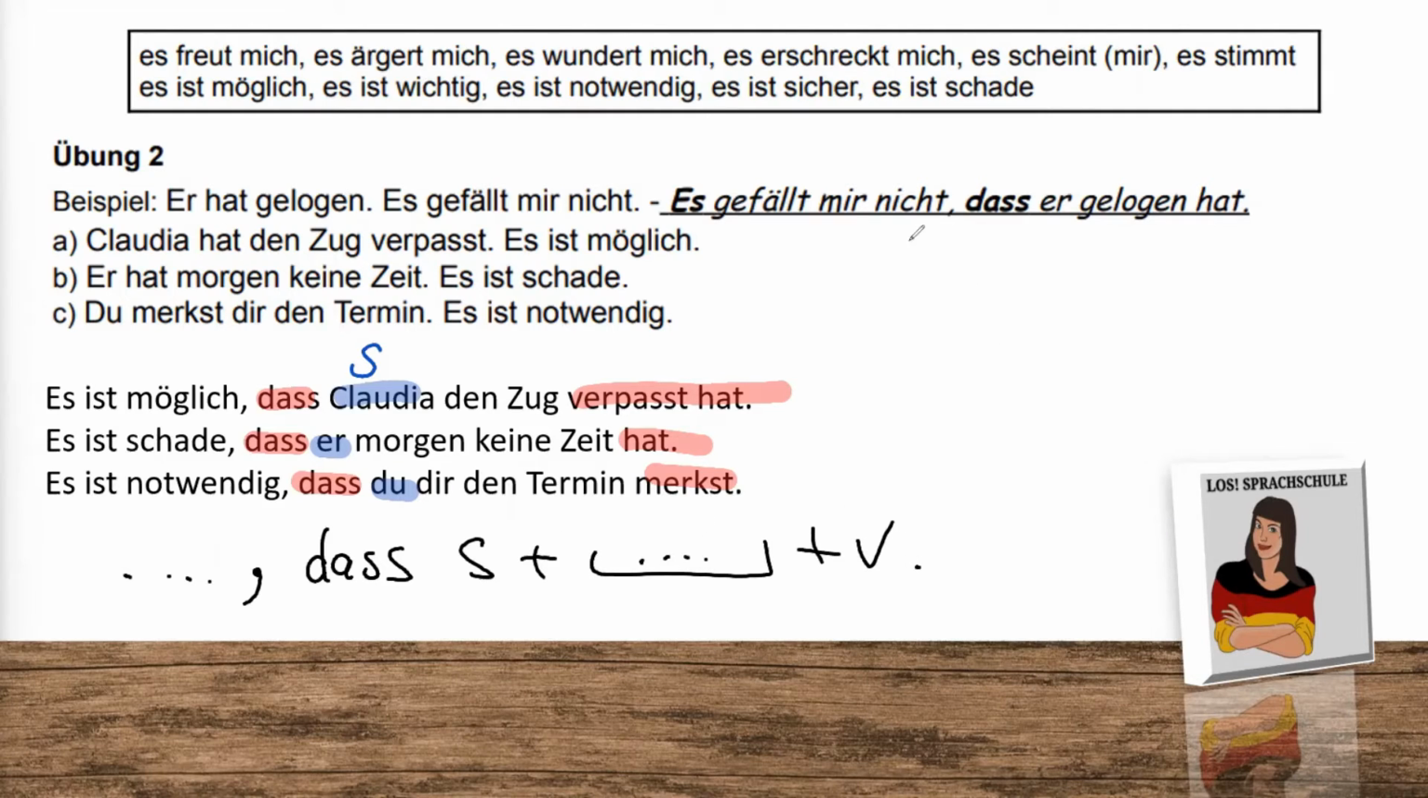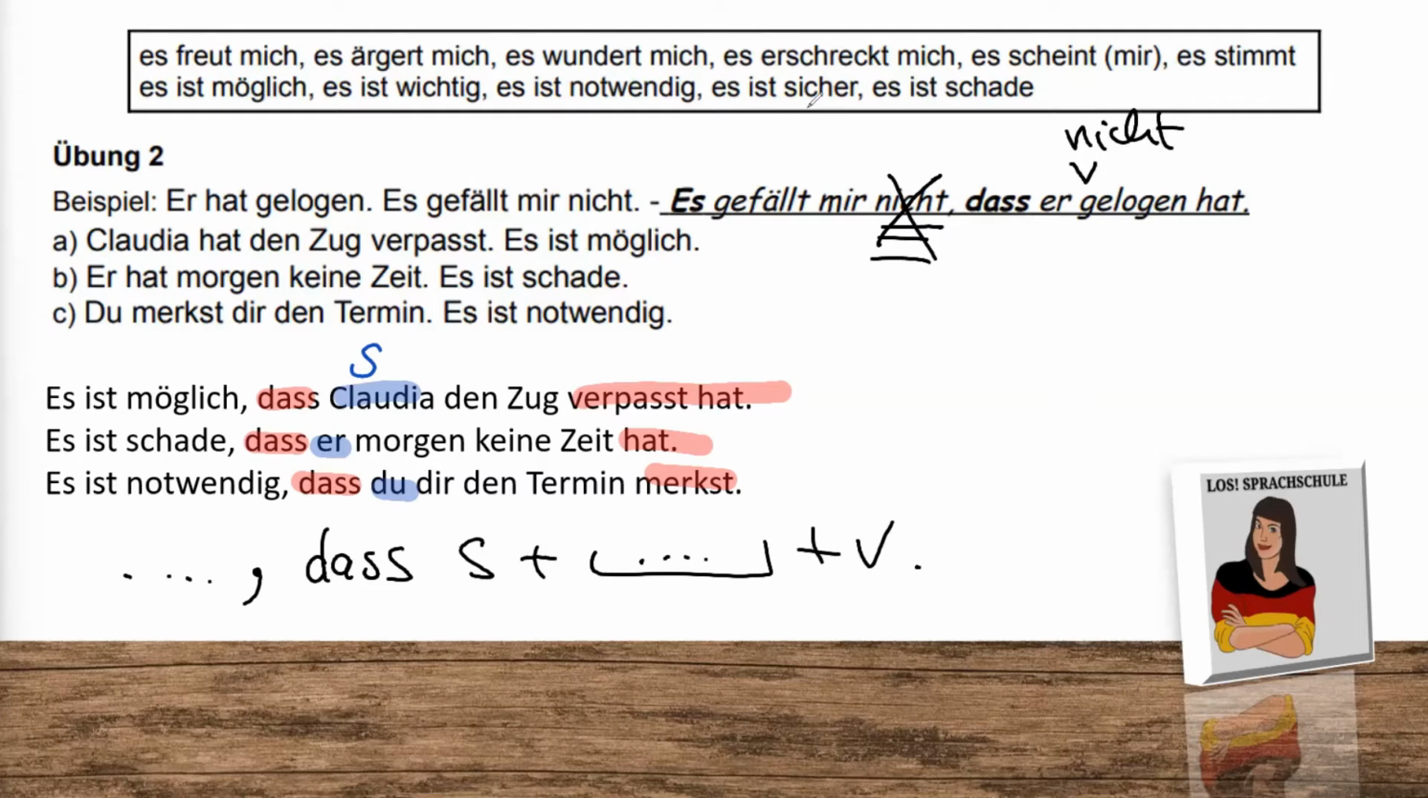The example here also gave you a negation, which is quite easy, grammatically speaking. Es gefällt mir nicht, dass er gelogen hat. I don't like it that he lied. If you want to say, I like it that he didn't lie, it's quite easy. You don't have to say it here. Es gefällt mir, dass er nicht gelogen hat. So luckily, the negative statements are quite easy.